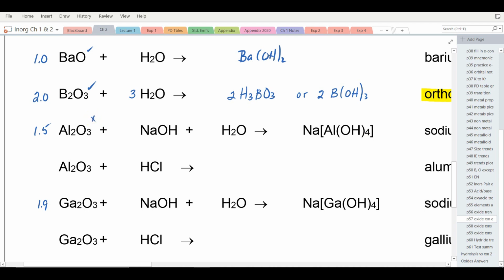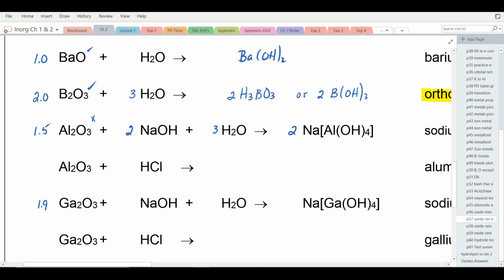Is this balanced? No, I see 2 aluminums on the left. We better put a 2 here. That means we have 2 sodiums. How about hydrogens? 2 times 4 is 8. So we have 2 here. We'll need 3 more. Put 3 there. And then the oxygens, we have 2 times 4 is 8. 3 and 2 is 5 and 3 is 8.